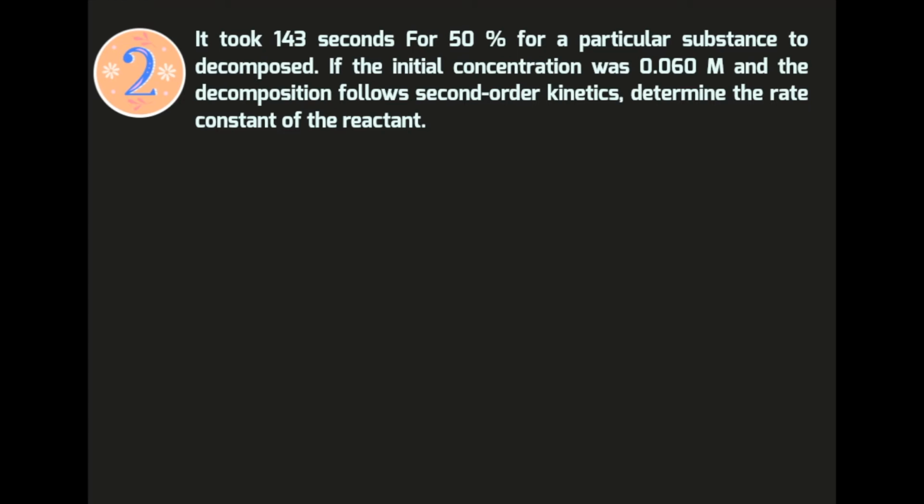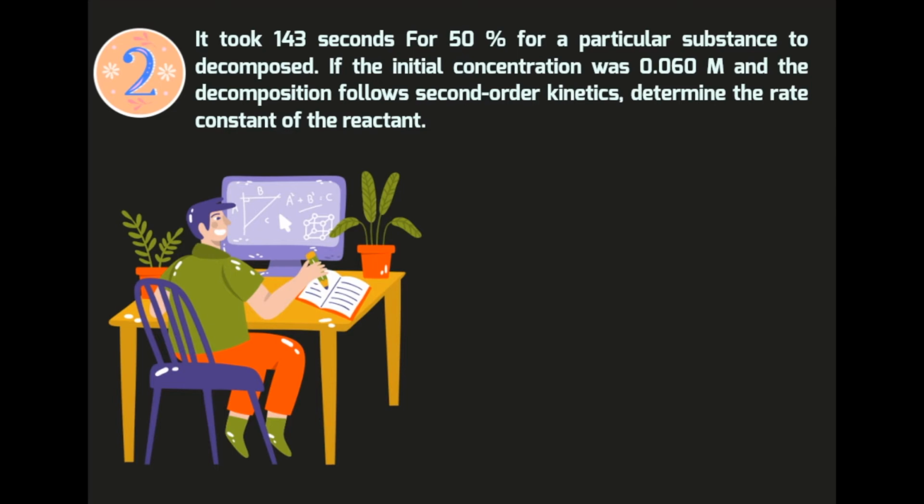Moving on to question number 2. It took 143 seconds for 50% of a particular substance to decompose. If the initial concentration was 0.060 molar and the decomposition follows second order kinetics, determine the rate constant of the reactant. So this is rather an easy question because if you see in the question, it says that it took 143 seconds for 50% of a particular substance to decompose. So 50% means that this is actually the half-life.